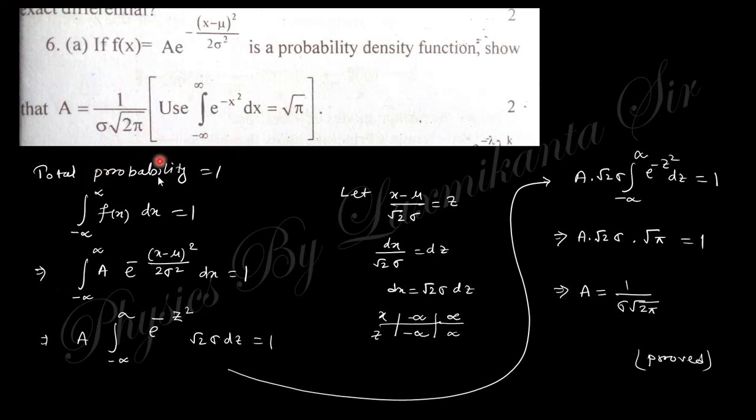We are just saying that the total probability of any distribution function must be 1. So taking the total integration of this function from minus infinity to plus infinity, you get 1. Put in this value, taking this as z, and you can change it into the gamma function, or you can use the formula already given. You can directly use this, it is root pi, so you get the answer for a.